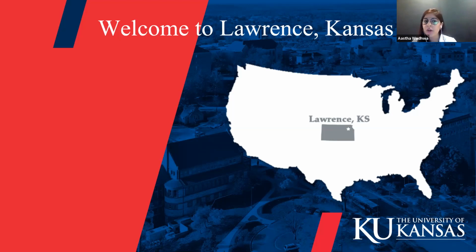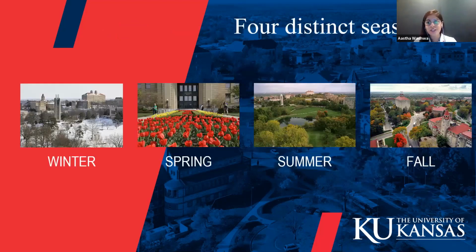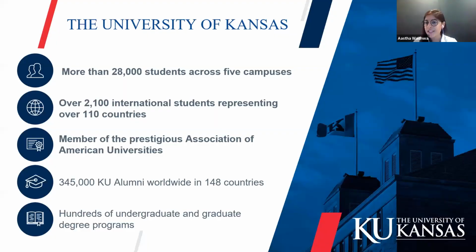We have a population of 28,000 students on campus with 2,100 international students from 100 plus countries. So you can imagine you're going to meet a bunch of smart, interesting, entertaining people from across the world and learn so much from them. I would say we are all about diversity and learning at every point of time. University of Kansas is also part of the Association of American Universities. We are also ranked in the top 150 universities in the US.